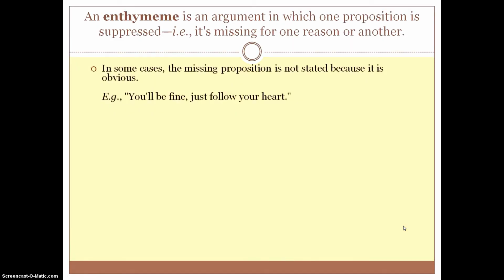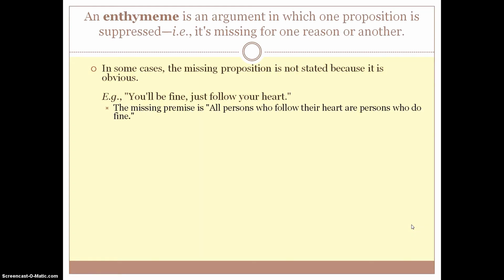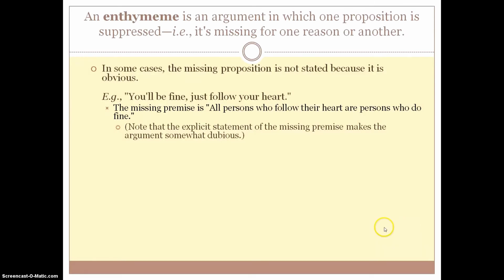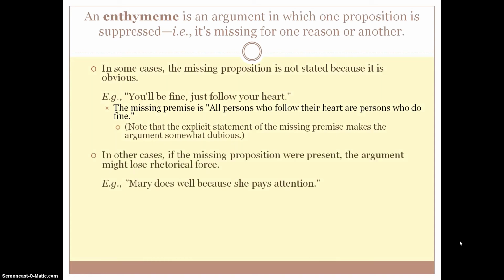Here are some examples. In some cases, the missing proposition is not stated because it's obvious. So if I say, "You'll be fine, just follow your heart." Well, what's missing? The missing premise is that all persons who follow their heart are persons who do fine. Note that the explicit statement of the missing premise makes the argument somewhat dubious. In other words, we question whether that argument is actually a true truth claim or not. In other words, if the missing proposition were present, the argument might lose rhetorical force.